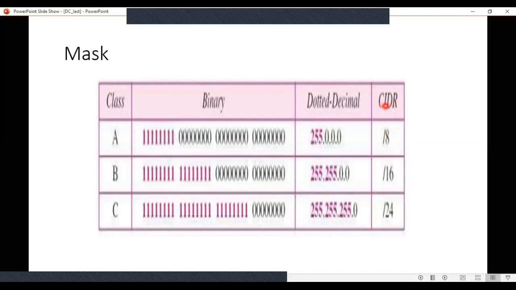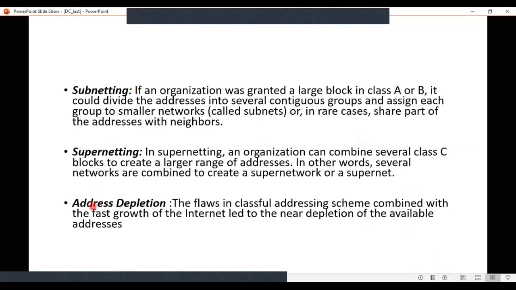CIDR means classless interdomain routing. Before moving into classless, we'll see subnetting, supernetting, and address depletion in classful addressing. Subnetting is when an organization granted a large block in class A or B divides the addresses into several group subnets and assigns each group to smaller networks called subnets, or shares the addresses with neighbors as well. In supernetting, an organization combines several C blocks, the third class, to create a larger range of addresses. In other words, several networks combine to create a supernet or super network.